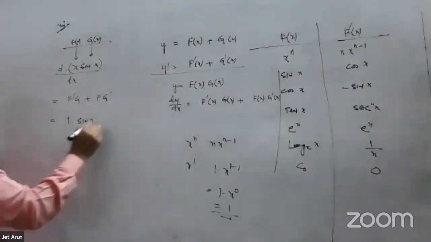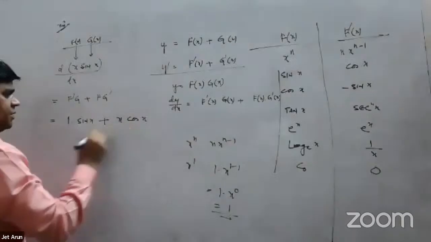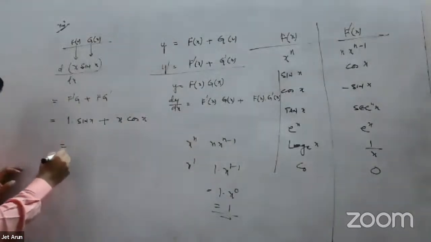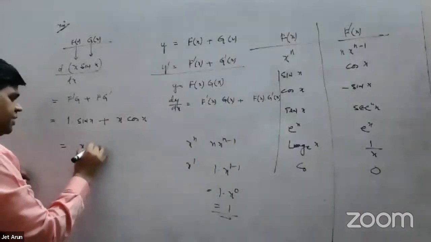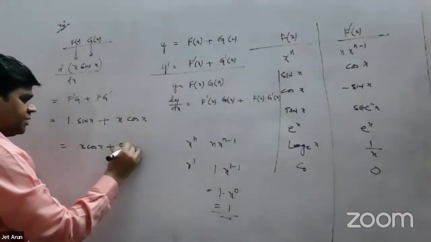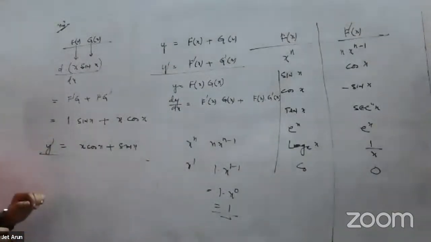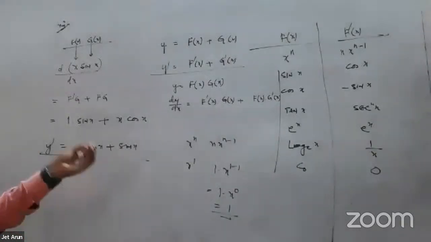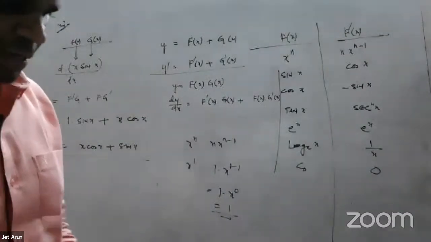Plus x into derivative of sin x, which is cos x. Cos x. Yes, good. Interact like that. Very good, Gayatri. So it becomes x cos x plus sin x. So my y dash would be x cos x plus sin x. We'll do 2 or 3 problems like this, and we'll move on to the next rule. This is the product rule.